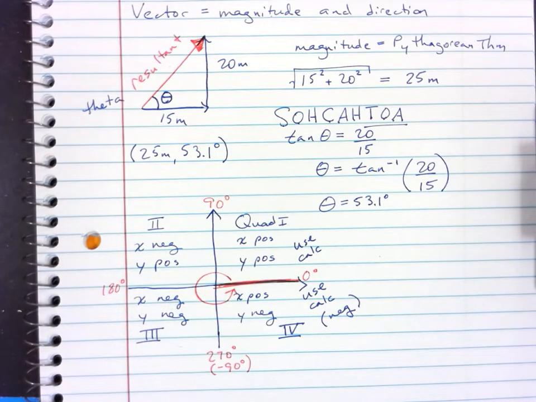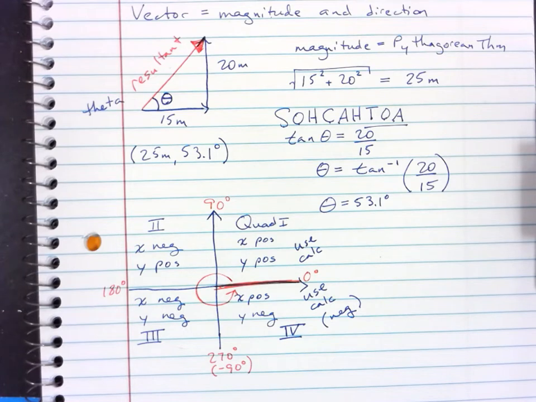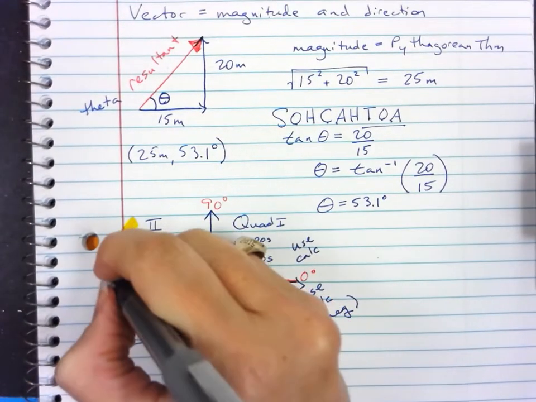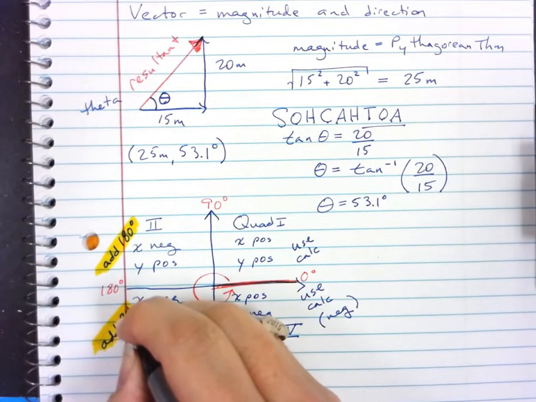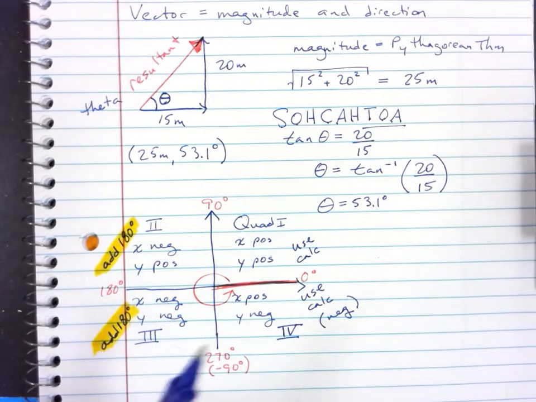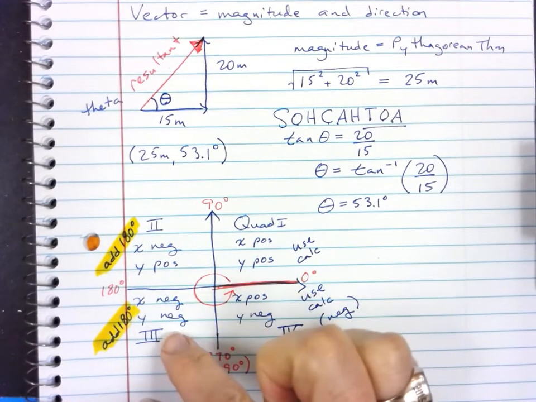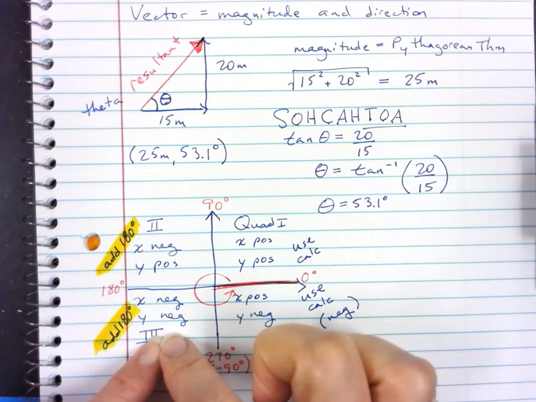So you always need to sketch what your components are. If you are in this section, highlighter, sorry, you are going to add 180. You know that 180 degrees is the measure of a straight angle. So if you had, let's say, negative negative here, so it should be 53.1 from here, but it's over here, add 180. That takes you across to the opposite quadrant.